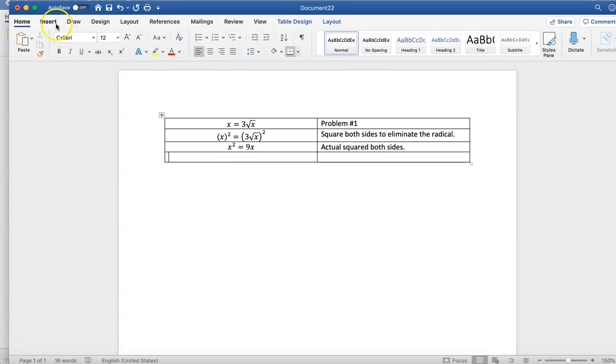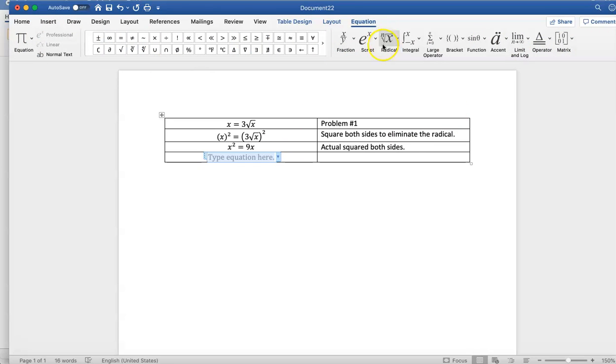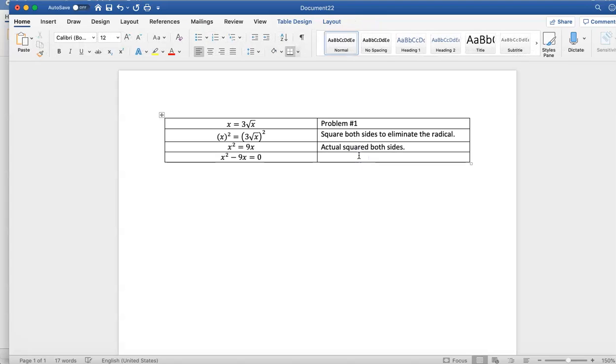So now I'm going to set it equal to 0. Insert equation. Now, this is something you can do to help you speed up. You can copy and paste. So we don't want x squared equals 9x. We want x squared minus 9x and then equals 0. So we would say move all terms to the left and set equal to 0.